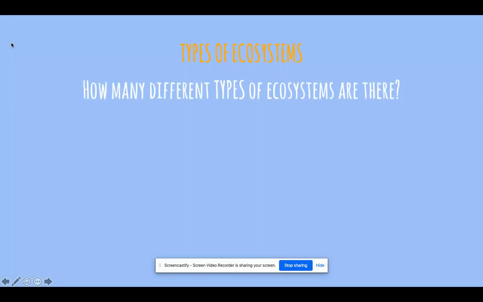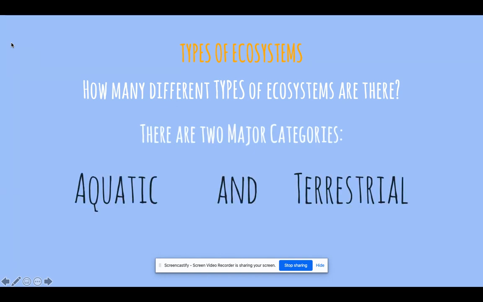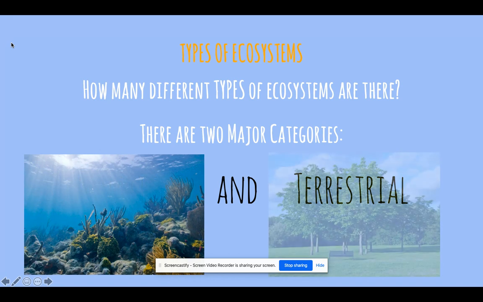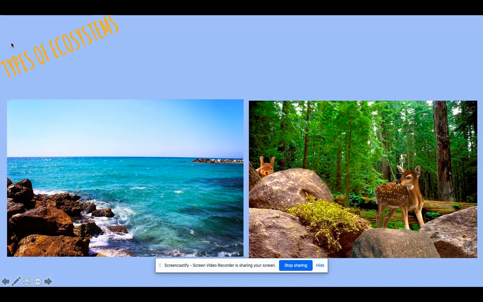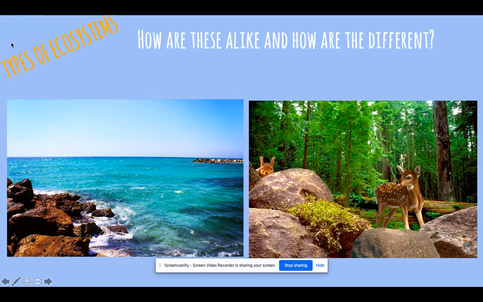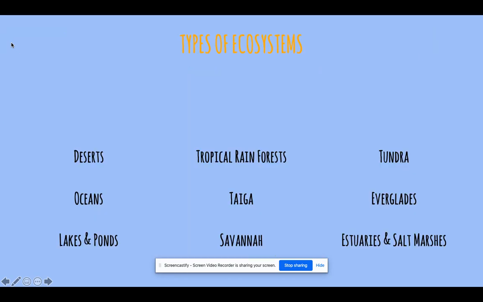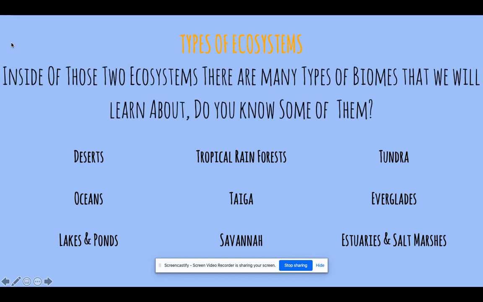We've got many different types of ecosystems. How many different types are there? Two major categories. Aquatic basically means water, and terrestrial, we know from talking about planets, means land. Types of ecosystems continued. How are they alike and different? We've got categories inside of these two ecosystems that are aquatic, meaning water, terrestrial, meaning land.